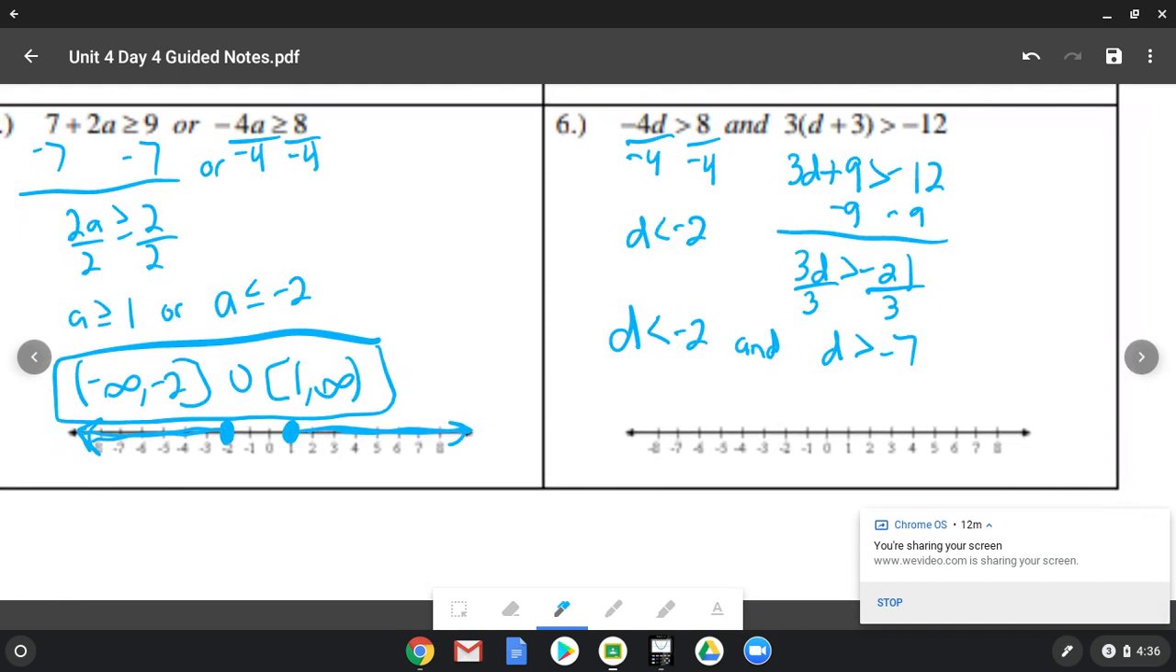So the word "and" tells me it's probably going to be shaded in between. So let's see here. It should be, if we did this correct. So greater than and less than. Yep, it looks like it's right in between if we follow those arrows. So if we set this up correctly, that's negative 7 to negative 2 with parentheses on both sides. So that's how we do number 4. Any questions on that? You might want to press pause here if you need more time.